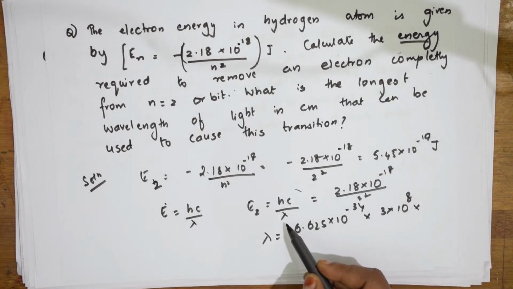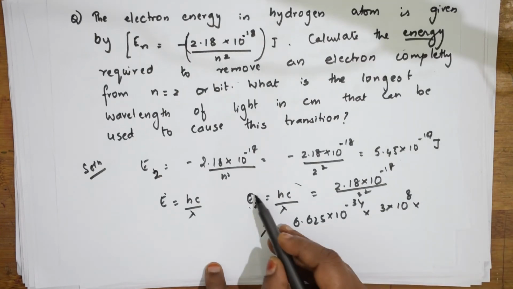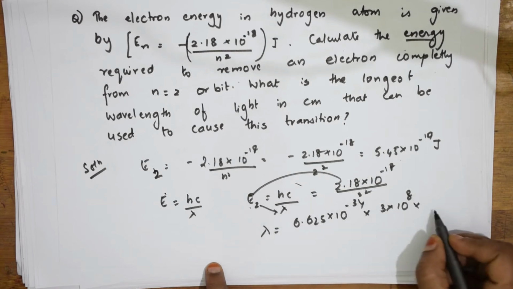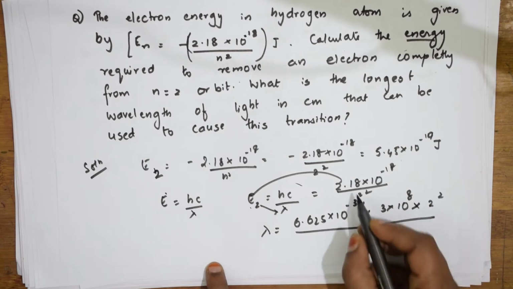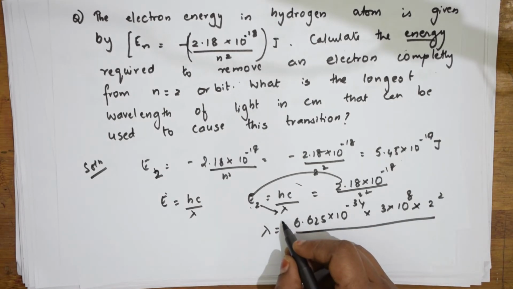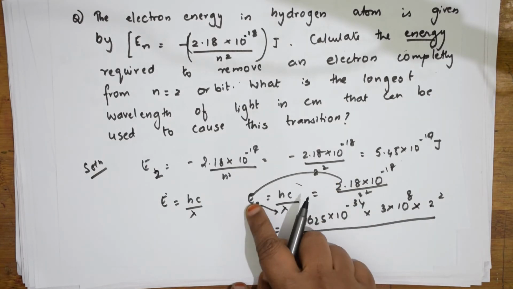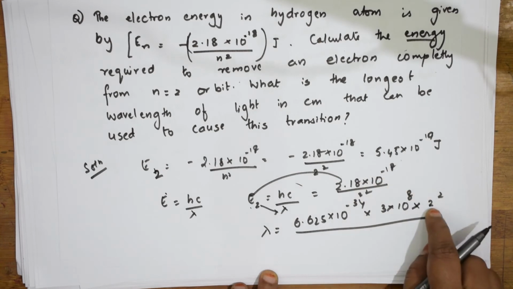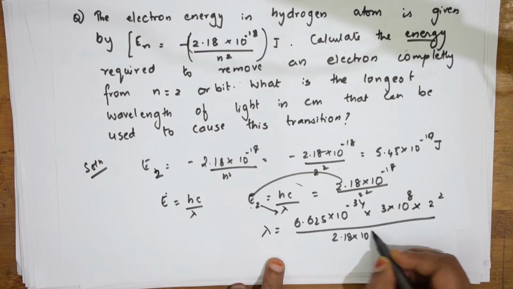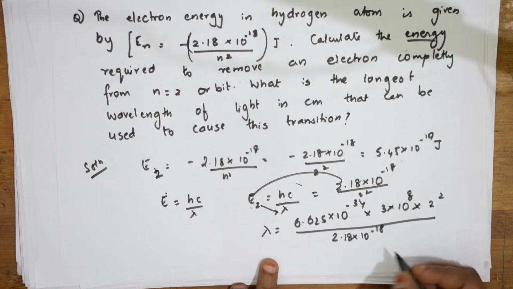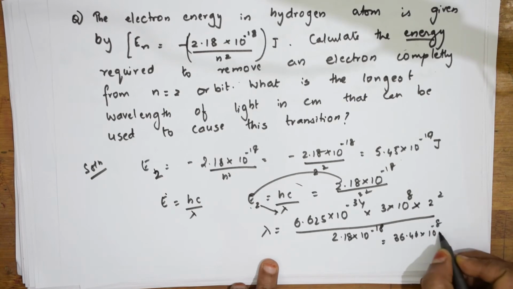Right, that energy value. So what happens when I cross multiply this? 2 square goes above, and this value, 2.18 into 10 raised to the power of minus 18, comes down. When I took the reverse, 2 square goes above and this value comes down. How much do I get? I get an answer of 3646 into 10 raised to the power of minus 8 meters.